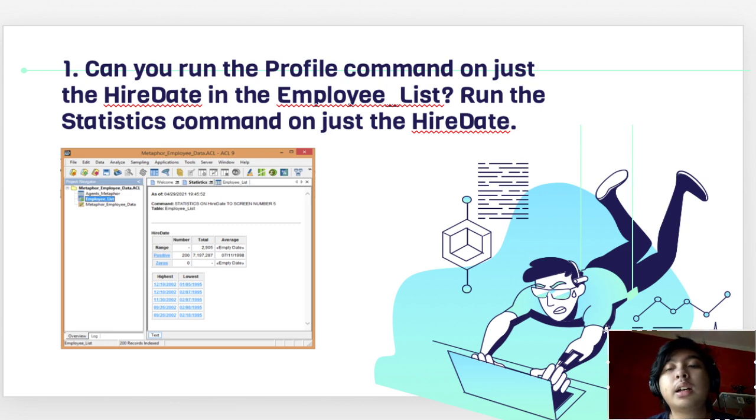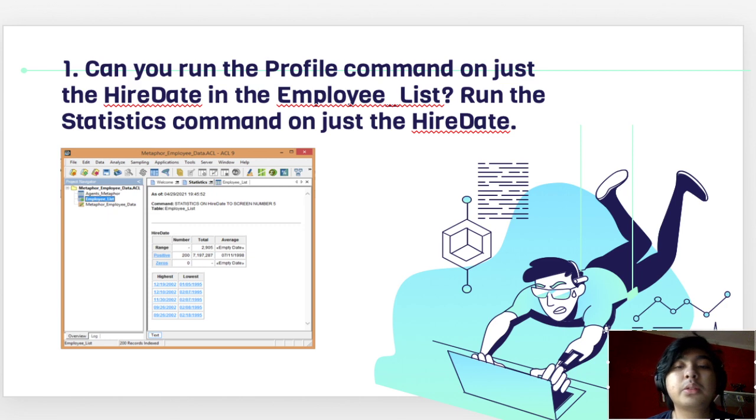Next is the statistics command. Here's the statistics command, as you can see in a screen capture of my desktop. The results could be useful to see for the hire date column. Obviously, it shows the earliest hiring date, the 5 earliest hiring dates, and the 5 latest hiring dates. Also, it shows the average, which could be useful as well.